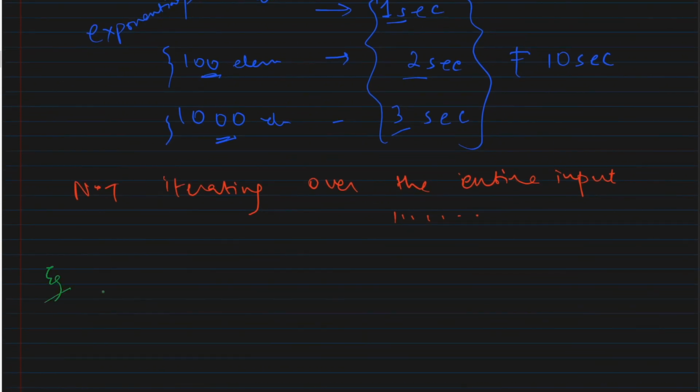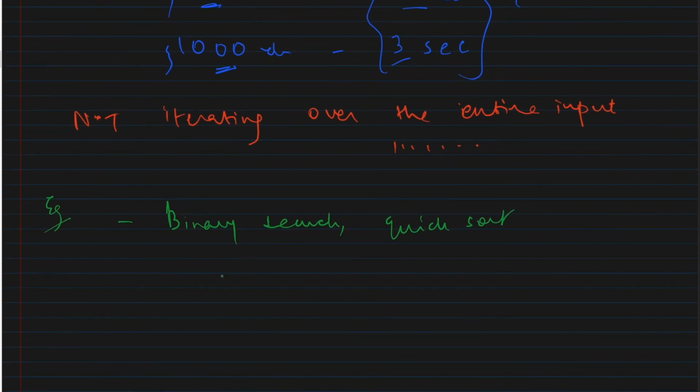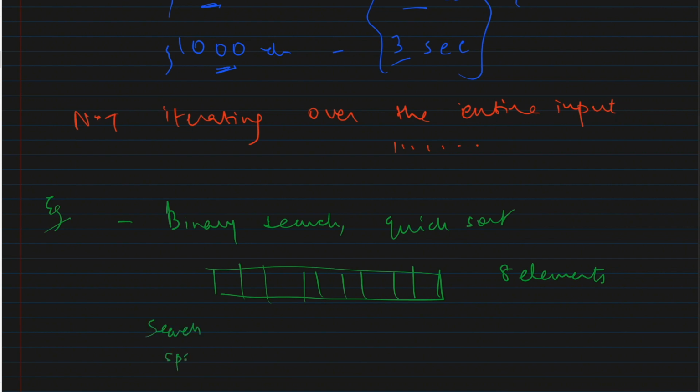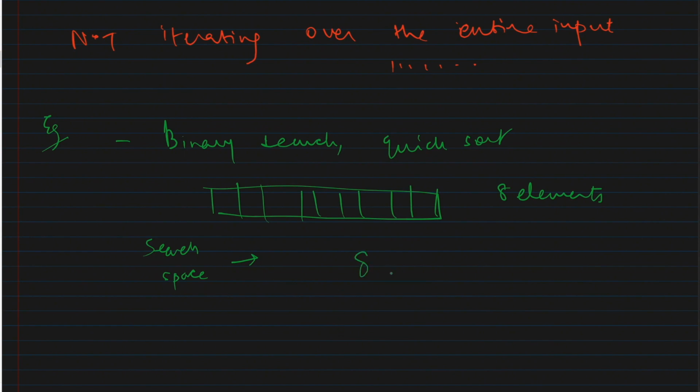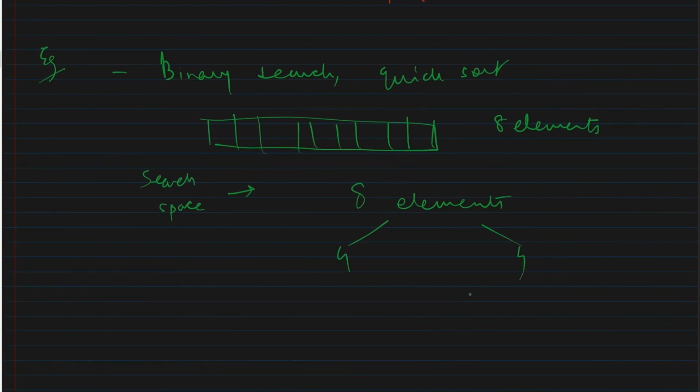Let's say we talk of binary search or quick sort. These are classic examples which have log n time complexity. In binary search, what actually happens? I have an array of n integers. Let's say I have 8 elements in this. Binary search is searching for an element in a given array. Initially my search space is 8 elements. Then I divide the array into half, 4 elements here, 4 elements here. Now I will look in either of them based on my condition.